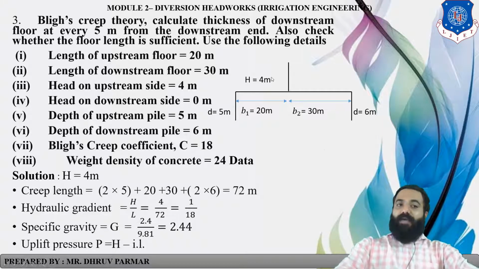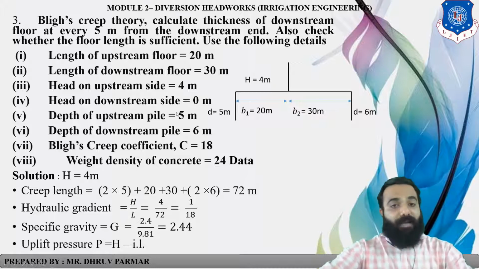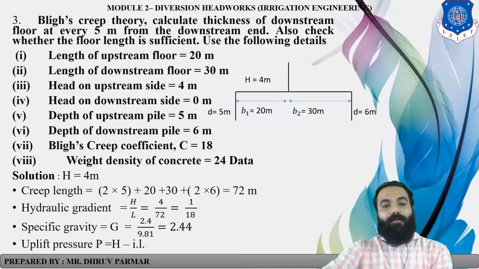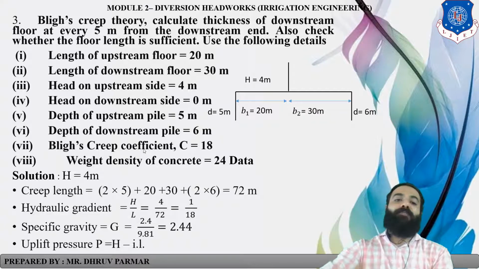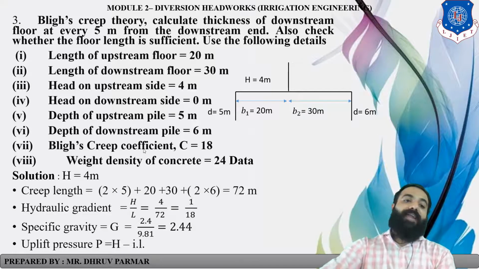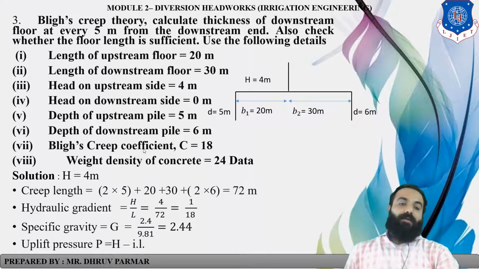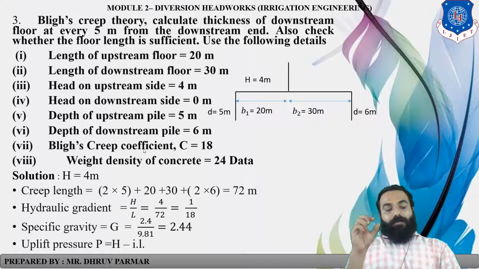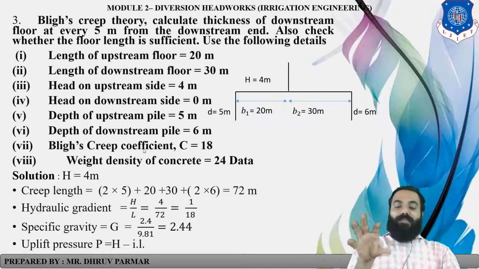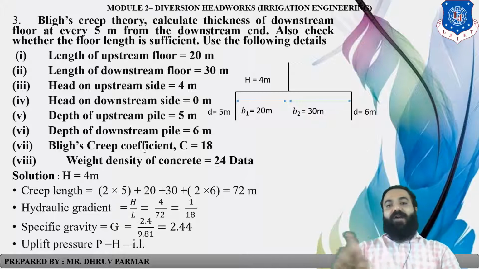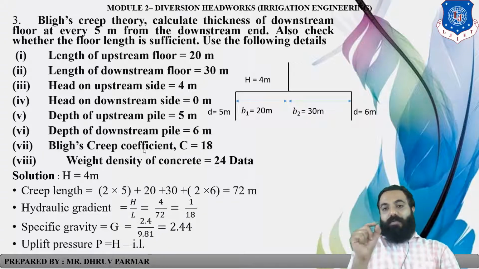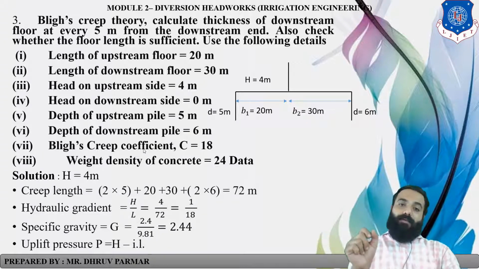And H equals head on the downstream side, which is 0. Depth of upstream pile is 5 meters, and the same depth for the downstream pile, 6 meters. And Blight's creep coefficient is equal to 8. And the last one, weight density of concrete, which is 24. Here, creep length: you know the meaning of creep length? It means the path traveled by the water, that is called creep.